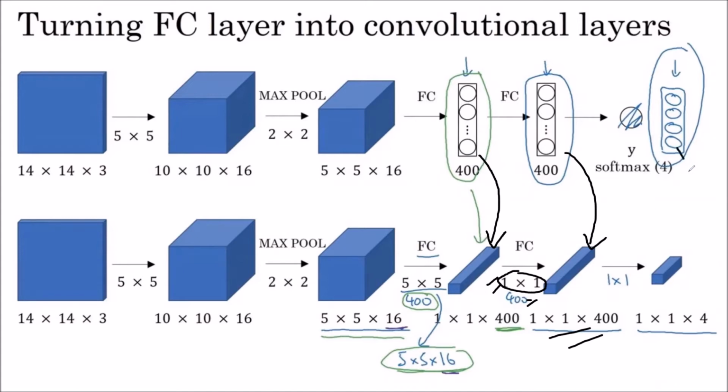Now the softmax layer also, we are representing as a convolution layer. We have considered a 1 by 1 filter with number of channels 400. So 1 by 1 by 400, and we have considered four such filters. Then the output is 1 by 1 by 4. This is how we can convert a fully connected layer into a convolutional layer.